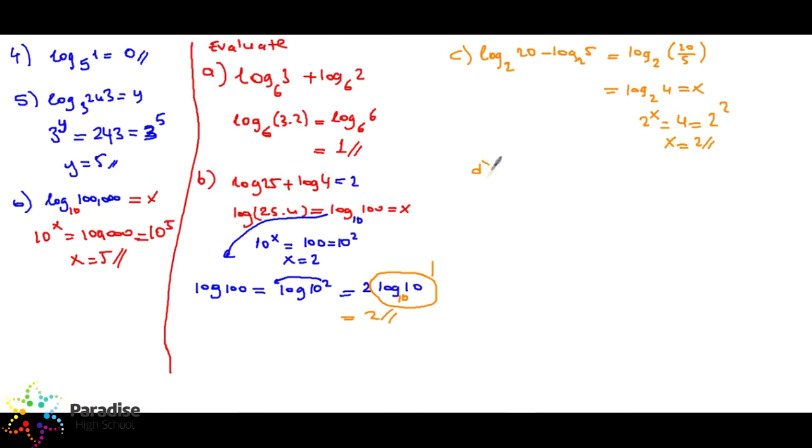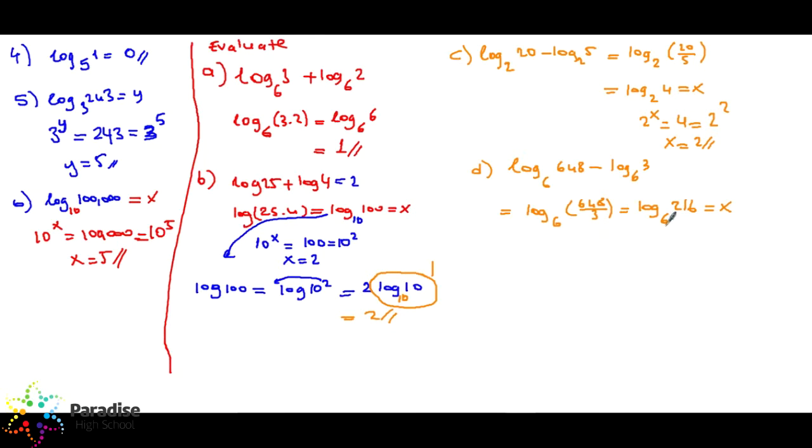Number D. Logarithm 6 base 648 minus logarithm 6 base 3. Bases are same and there is subtraction in between. So what do we do? We divide it. 648 divided by 3. So that makes logarithm 6 base, what is 648 divided by 3? 216. It makes 216.